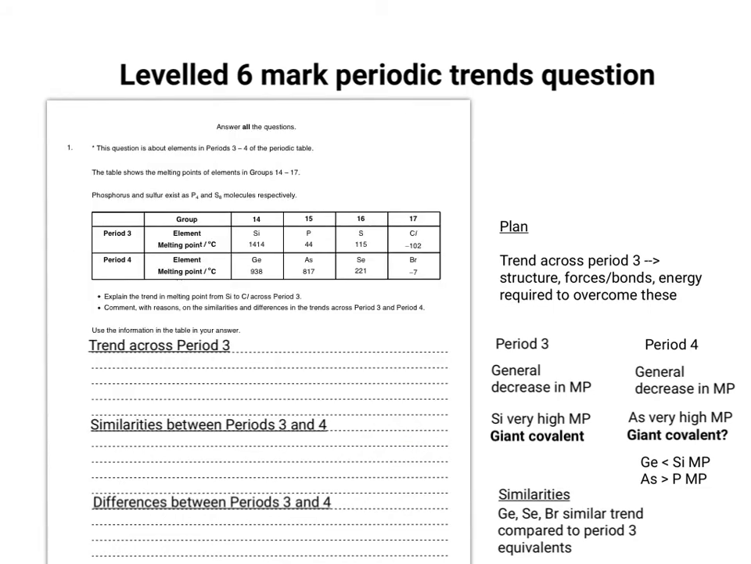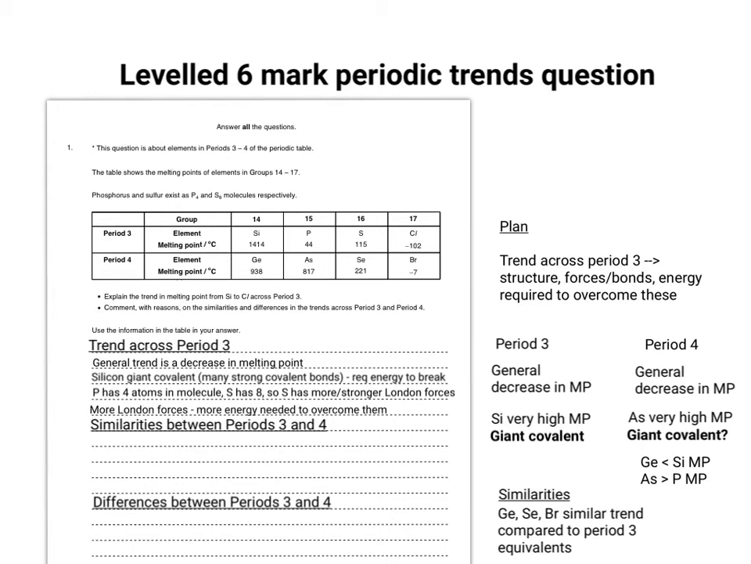So now we have the makings of a structure for our answer. It's told us to explain the trend across period 3, and we can say there's a general decrease in melting point. The silicon giant covalent structure has many strong covalent bonds and therefore requires a lot of energy to break, and then some finer details such as phosphorus having 4 atoms in the molecule, sulfur having 8, etc. So sulfur has stronger London forces, and therefore that requires more energy to overcome them.